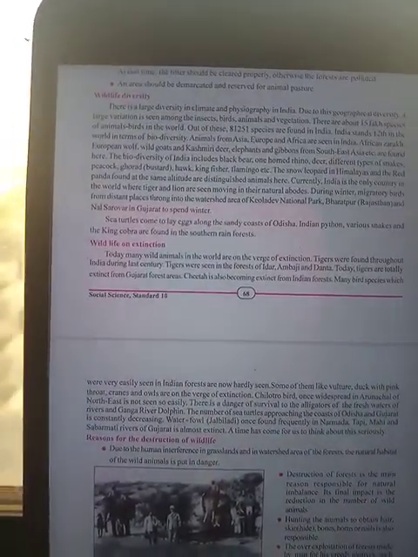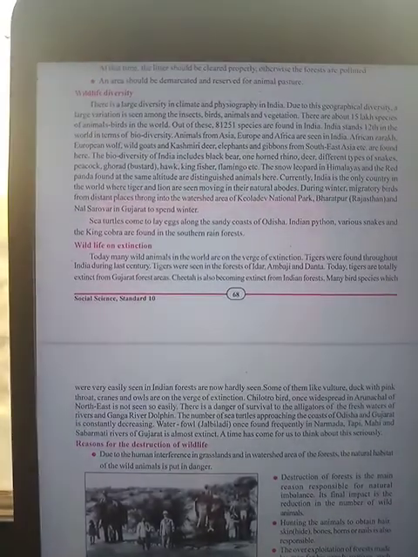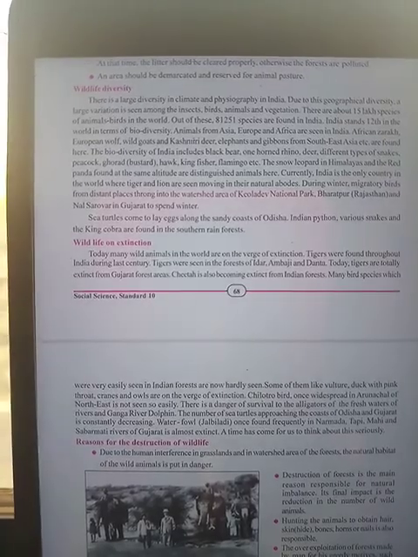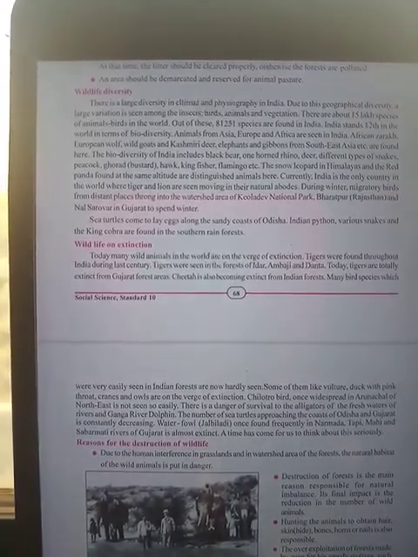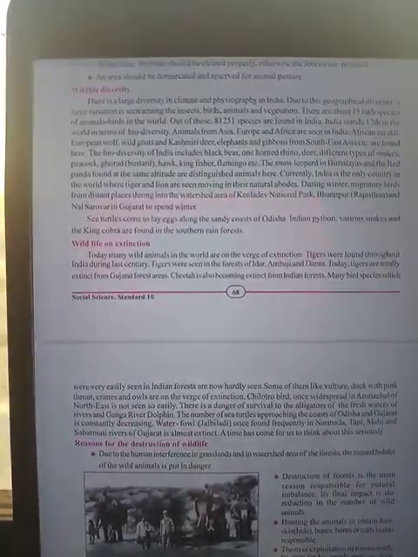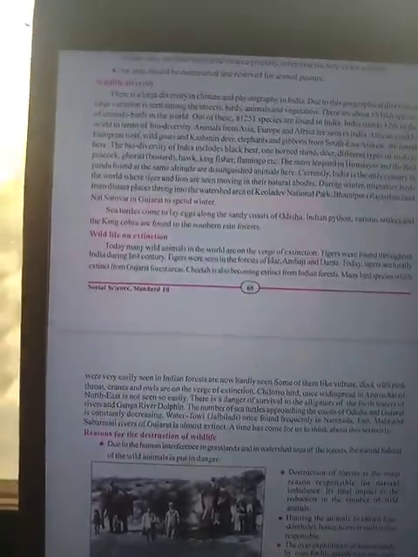So these are all the wildlife diversity. How many species are there? 15 lakh species are there, animals, birds, etc. Out of these, 81,251 species are found in India. India stands 12th in the world in terms of biodiversity. These are very important points.